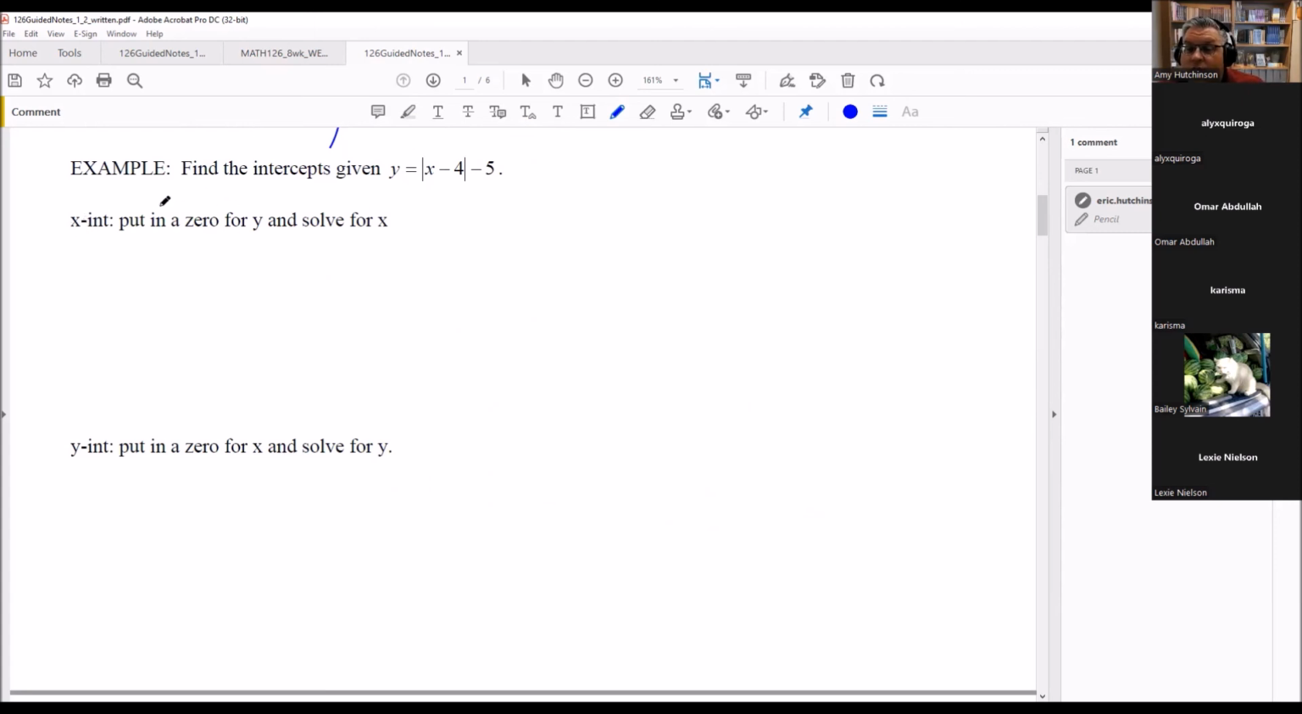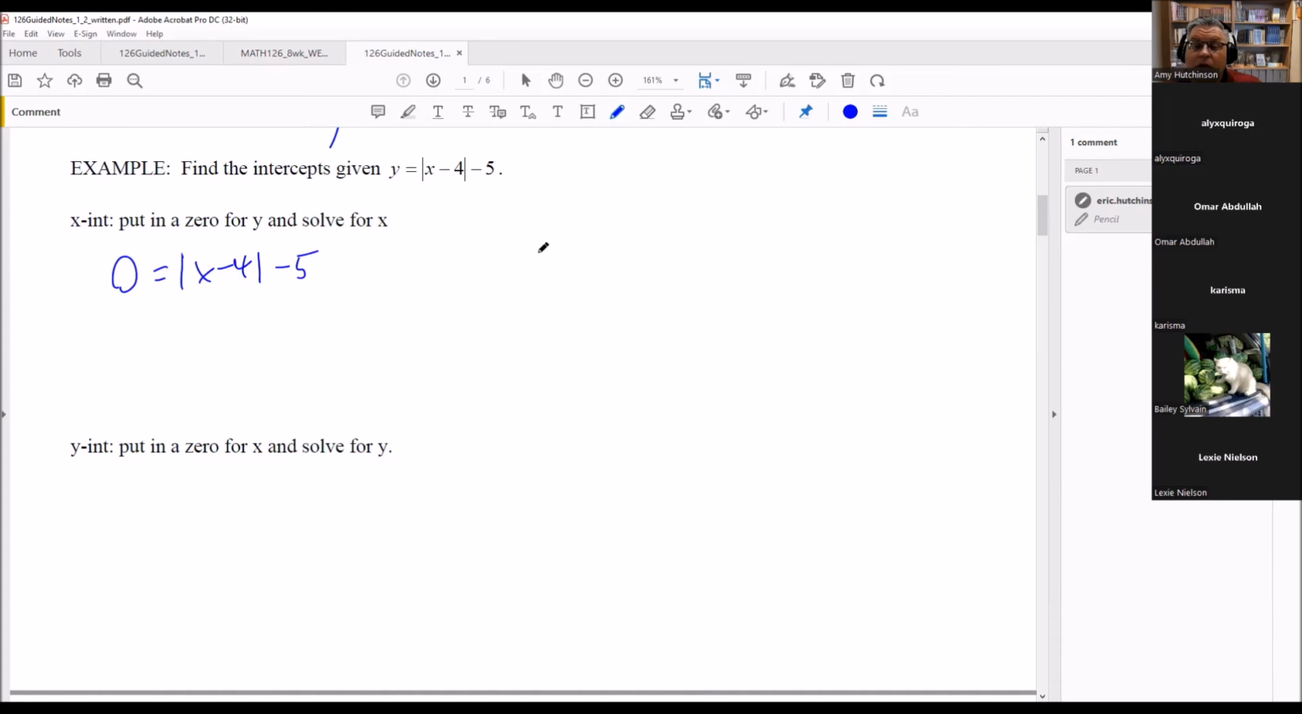Okay, so for this one, we want to find the X and the Y intercepts here. So X-intercept: put a 0 in for Y and solve for X. 0 equals absolute value of X minus 4, minus 5.